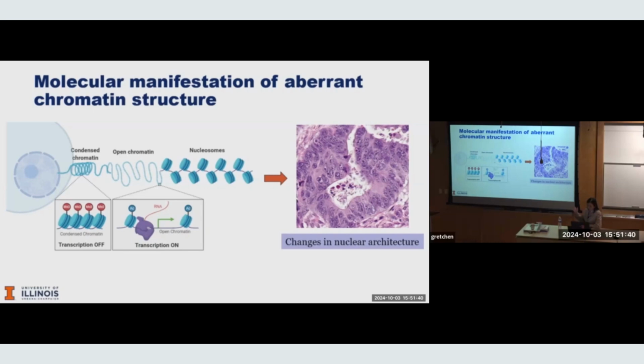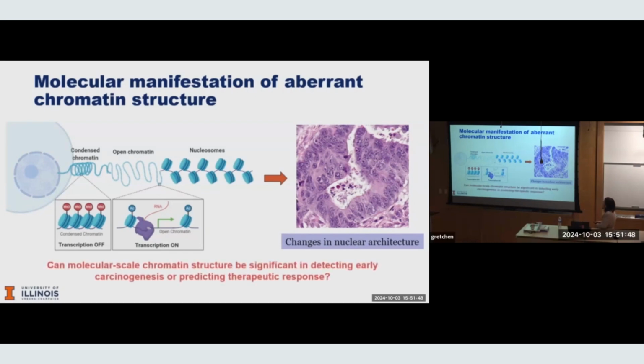This is a question I had probably when I first started my independent position, 15, 16 years ago. If I push a little further, from a technology standpoint, can we design better technology that can capture these molecular scale chromatin structures, to detect cancer early or predict therapeutic response, using the higher level of sensitivity that we have? That's where I got interested in super resolution microscopy.